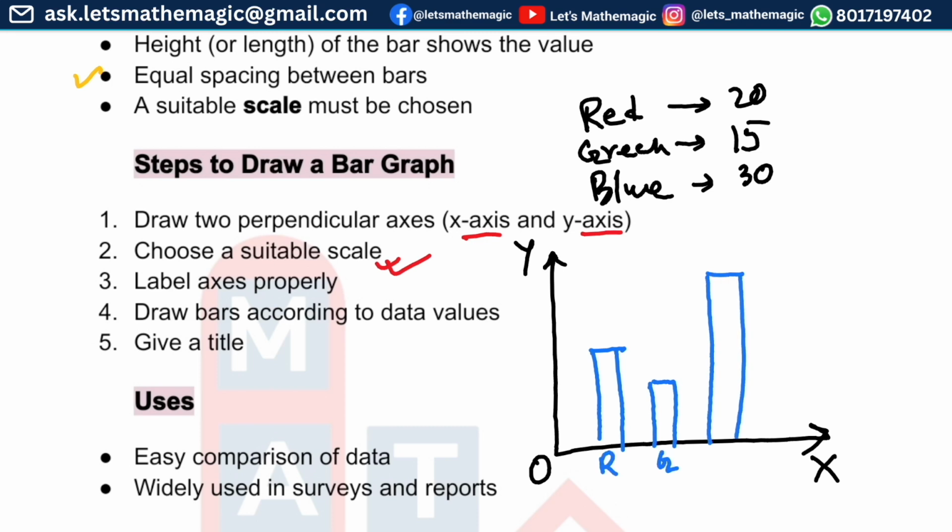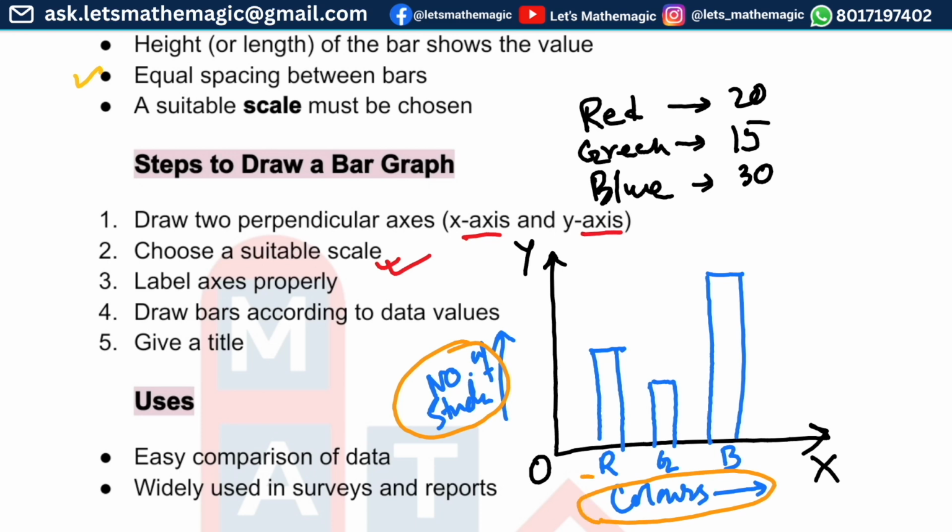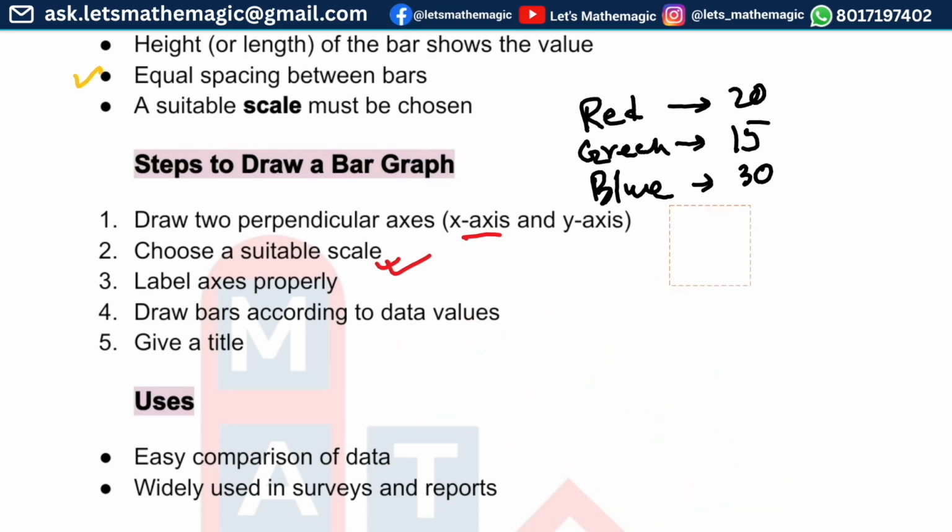This is red, this is green, and that is blue. So here we can write colors, and here we need to write the number of students. All right, and these are called the labelings. Okay, these labelings need to be done properly, like what represents what. All right, that needs to be maintained properly. So I'll draw all these things.